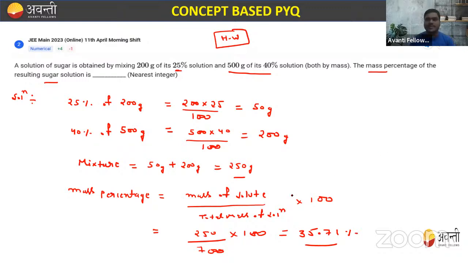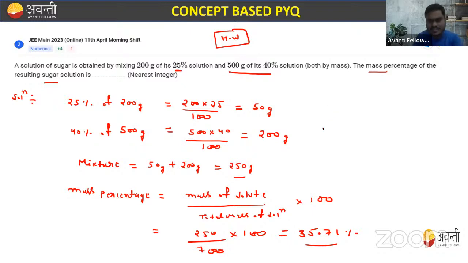So this is a very important question, and it had also come in JEE Main 2023, right? This question is very interesting and a very simple question as well. The tricky part here was how to find the mass of the solid, so a little maths was used: 25% of 200 gram and 40% of 500 gram. The rest is totally chemistry based and very simple. Let's move to the next question.